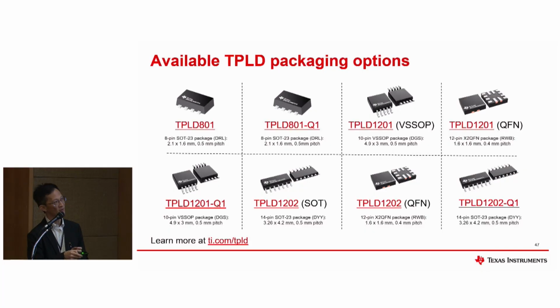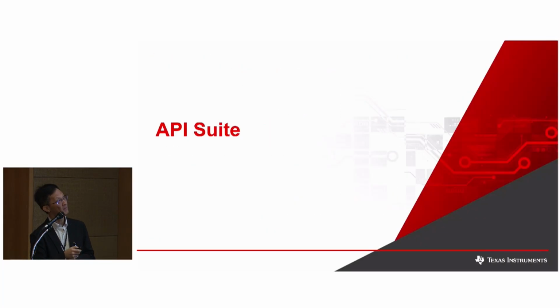So Chao2, we have again 2 different packages, SOT and QFN. And the Q grade is in the SOT23. All right, so this is for the PLD. So any questions before I change gear to another different thing?